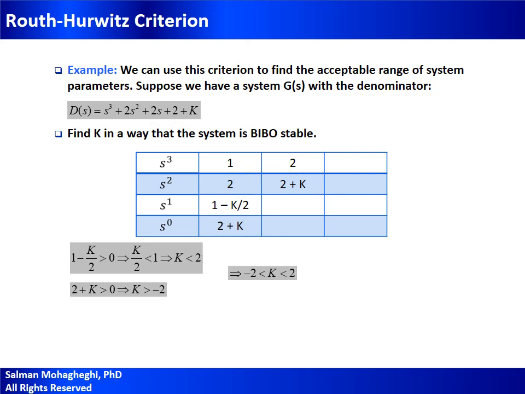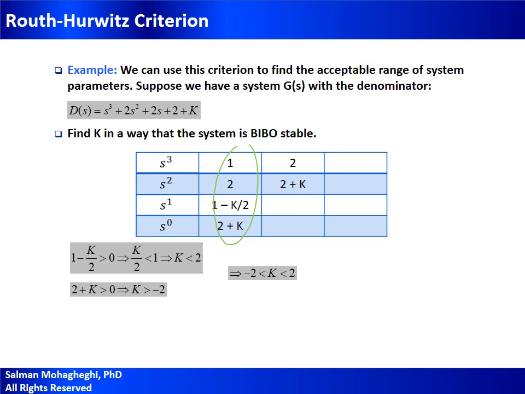What do I need to have in order for this system to be bounded input, bounded output stable? Again, I would consider the first column, and I would like to have no sign changes. Since the first two entries are already positive, that means the rest of the entries have to be positive as well. Otherwise, I would have one or more sign changes. So that means 1 minus k over 2 has to be positive, which means k over 2 is less than 1 and k is less than 2.